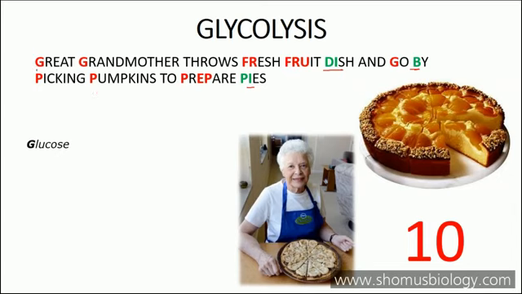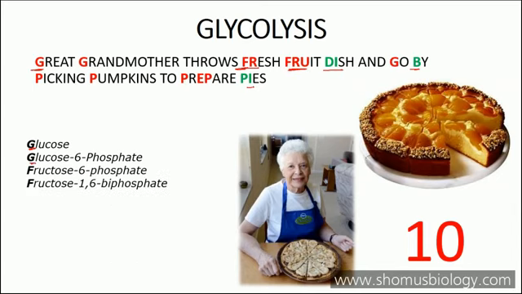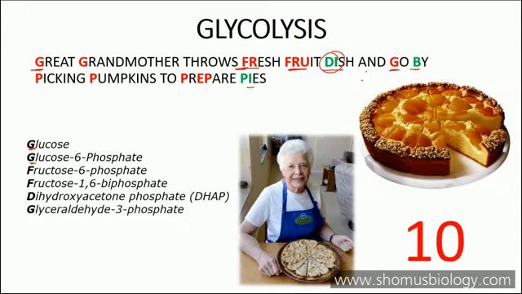So great, it starts with G, means glucose. Another G, glucose 6-phosphate. Then FR, remember, fructose 6-phosphate. FRU, what else is that? Fructose 1,6-bisphosphate. Then DI, dihydroxyacetone phosphate. And then G again, glyceraldehyde 3-phosphate.